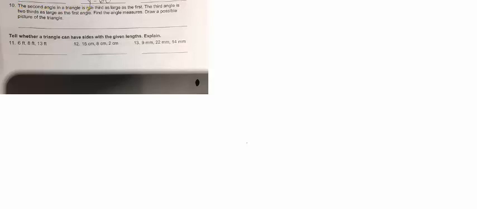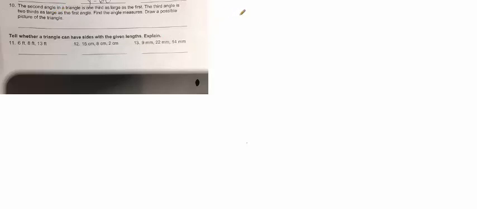The second angle in this triangle is 1/3 as large as the first. The third angle is 2/3 as large as the first. Find the angle measures, draw a possible picture of the triangle. So I think we both agreed that if an angle is 1/3 as large as another one, then the first angle is more, right? So I'm going to start at the same point.